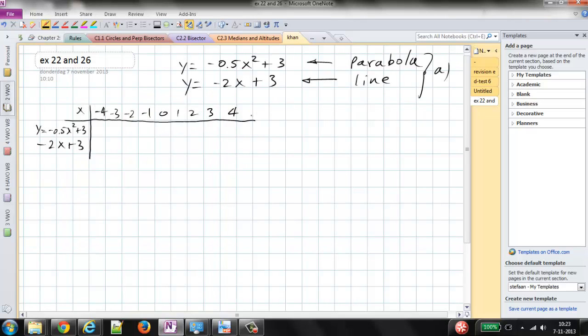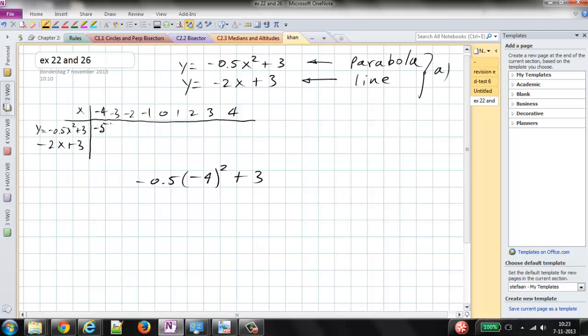Now I'm going to figure out what y is for each of these. You have to fill in the numbers into the formulas. First I'll do the parabola. Minus 4 squared. Again, make sure when a number is negative, you use brackets. So it's minus 0.5 times (minus 4) squared plus 3. The entire (minus 4) squared is 16. Half of 16 is 8. It's minus 8 plus 3, so this is minus 5.